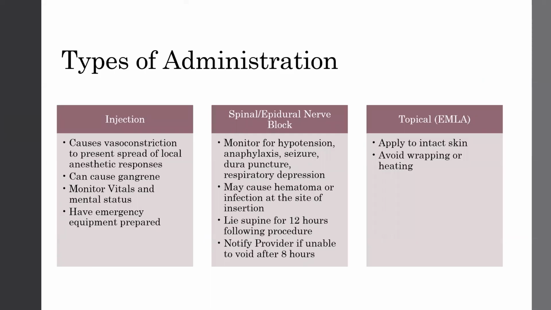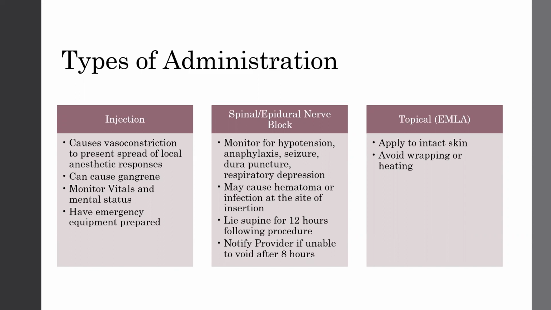The types of ways that we can administer it is through injection. This can cause vasoconstriction, or we would want to cause vasoconstriction to prevent the spread of that local anesthesia to other parts of the body. It can cause infection and gangrene. We would want to monitor their vital signs and mental status, and we would want to have emergency equipment prepared.